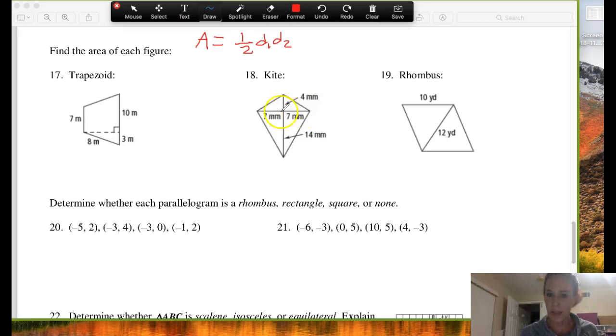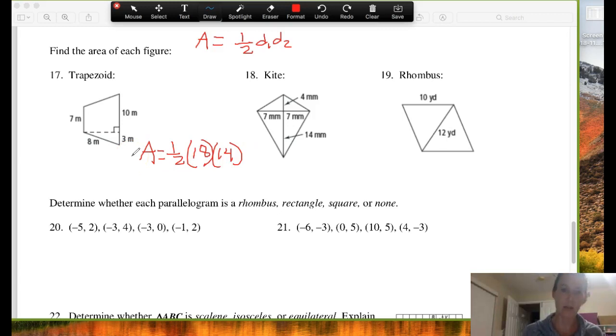Now, the shorter diagonal in a kite is cut in half by the longer. So if you know one piece, you know the other piece. These are both 7. This is 4 and that's 14. So to find the area of this kite, you just go 1/2, area equals 1/2. The diagonal 1 will be 14 plus 4, so 18 millimeters, times diagonal 2, 7 plus 7, which is 14 millimeters. And then we're going to have millimeters times millimeters, which is millimeters squared. Area is always the unit squared.